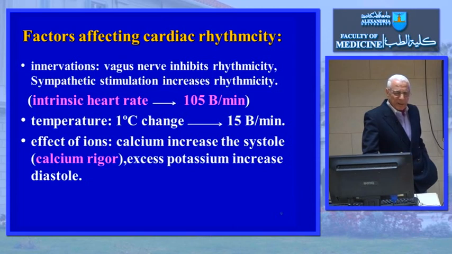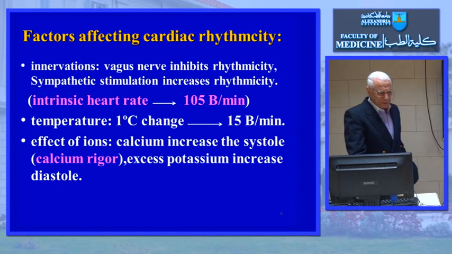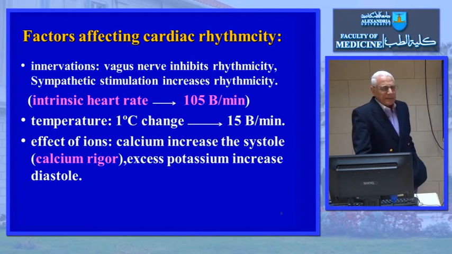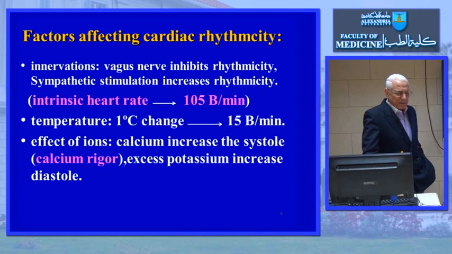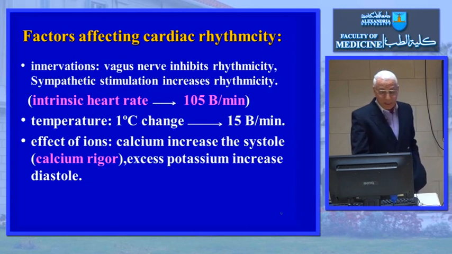And so this must be taken into consideration when we inject calcium intravenously, to give it very, very, very slowly. Otherwise, we may get a sudden increase in the calcium level and get what is known as calcium rigor, rigidity of the heart due to continuous contraction due to high calcium level. Potassium carries the reverse effect, increasing the time of diastole, and the heart may stop in diastole.